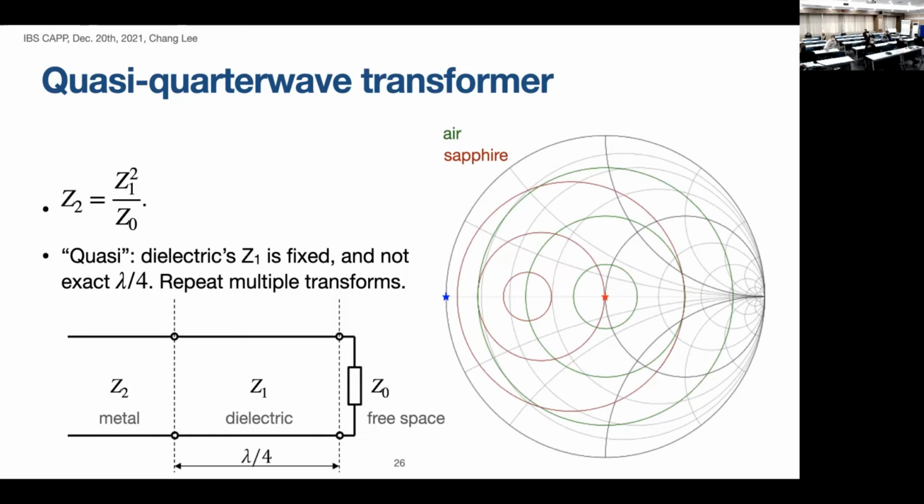Then you add another sapphire. This will bring the impedance closer to the short. Then you repeat another with air. So if you do it multiple times, you can quickly transform the impedance of free space close to the metal impedance in the middle. So this is how you transform impedance. Okay, maybe let's do the technical one.